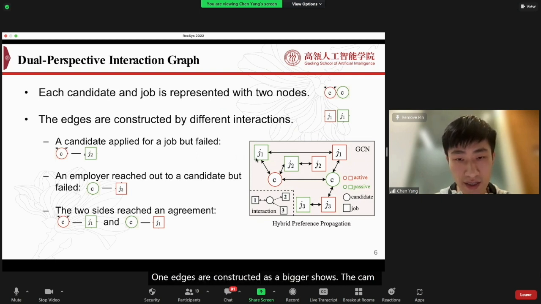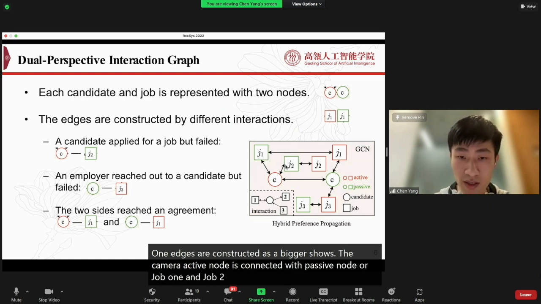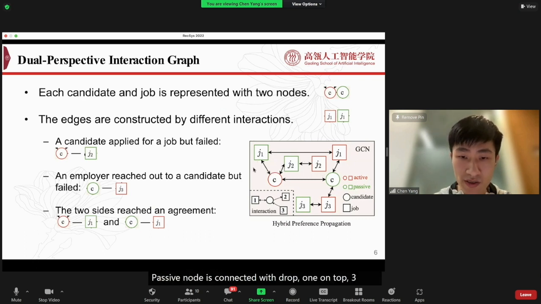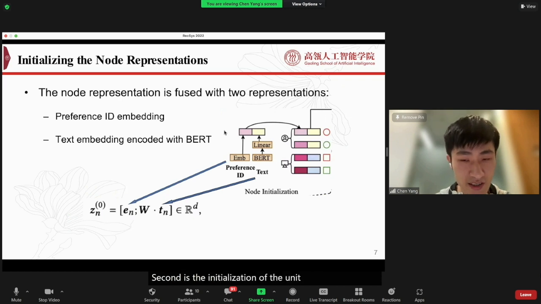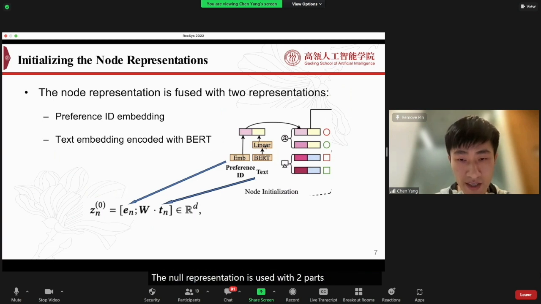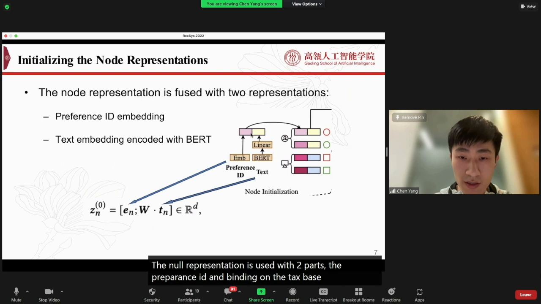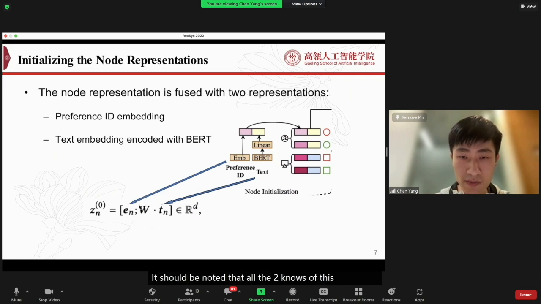The candidate active node is connected with the passive nodes of job 1 and job 2. The candidate passive node is connected with job 1 and job 3. In addition, the two nodes of the same user are also connected. Second is the initialization of the node representations. The node representation is fused with two parts, the preference ID embedding and the text embedding. The two parts are concatenated as the initial node representations. It should be noted that for the two nodes of the same user, the ID embedding part is different, while the text part is the same.